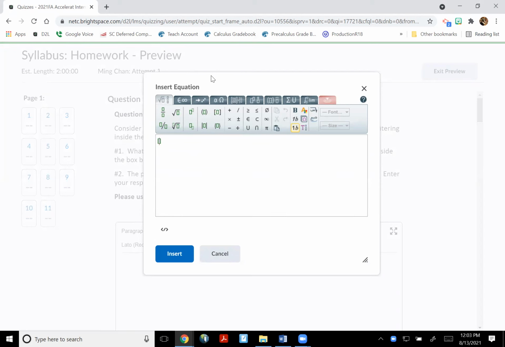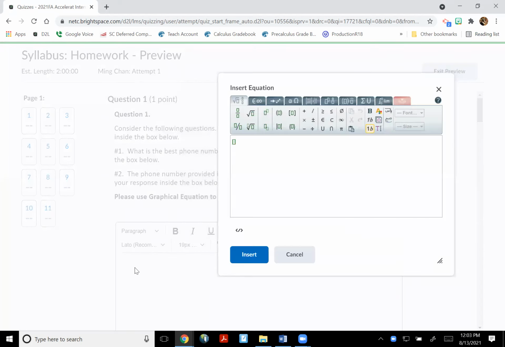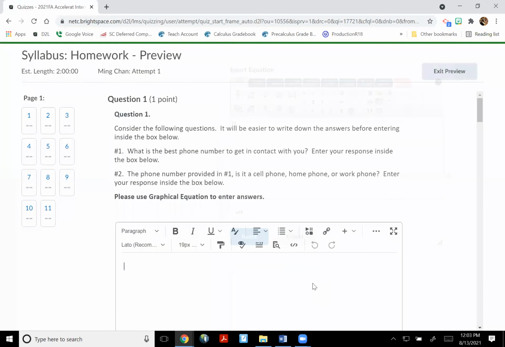So there's a little bit of change. There's a little bit of update from D2L that actually placed the graphical equation in a different place. So that's why I made this video to show you where this graphical equation is located.